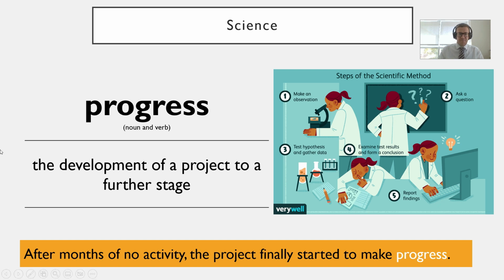Progress. This is the development of a project to a further stage. For example, after months of no activity, the project finally started to make progress. So here we have a picture of different stages. So when you go from one to the next, it's progress. And notice that progress can also be a verb, but we change the sound when we use the verb. We say progress. Progress is the noun, progress is the verb.